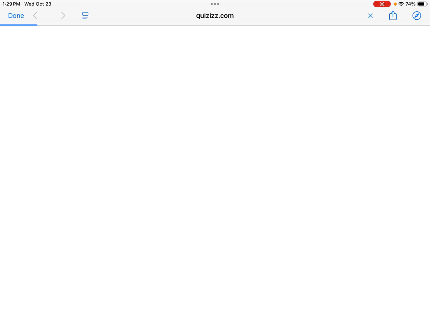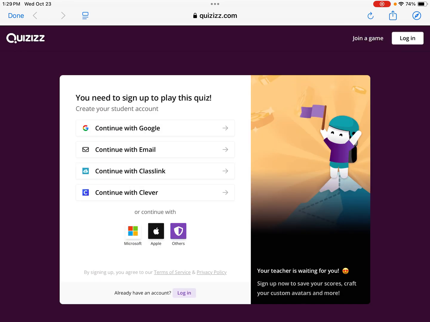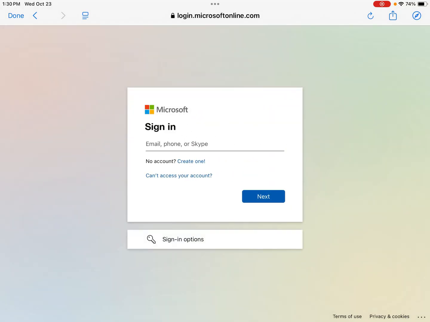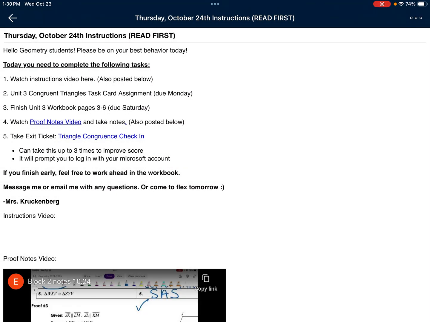Okay, so again, when you get to the quizzes, make sure you click on the correct thing. You need to click on the bottom thing that says Microsoft on the bottom. Okay, so then it will have you log in with your email and password for Schoology in your email.